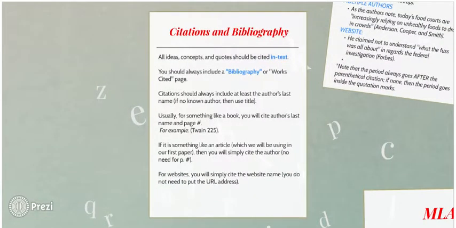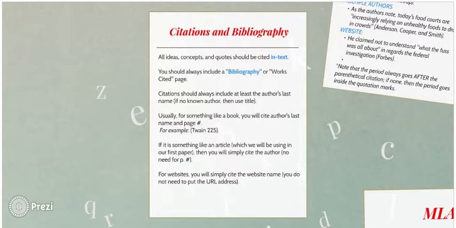On your citations, so any idea, concept, quote, thought that comes from another person should be cited in text. And then you will also want to include a bibliography or works cited at the end. These two things are an absolute must for MLA. You must always have them. Citations should include at least the author's last name. If there's no known author, then you use the title of the work. For something like a book, it's usually the author's name and the page number. So for example, you would just write Twain space 225. No commas, no P dot, nothing like that.